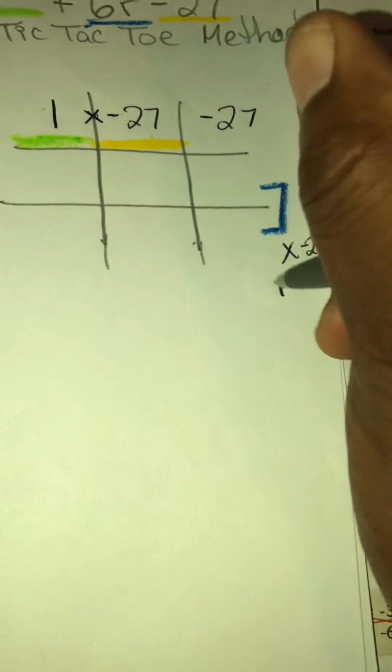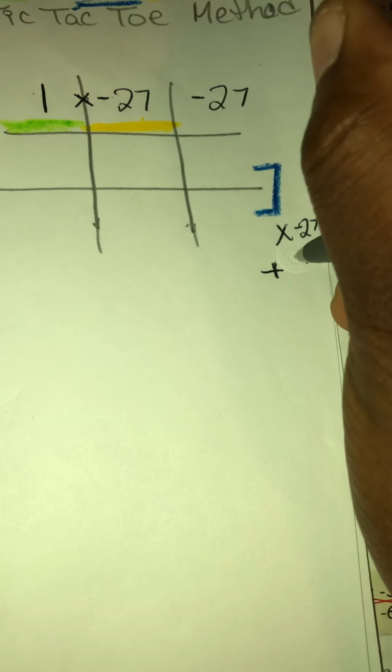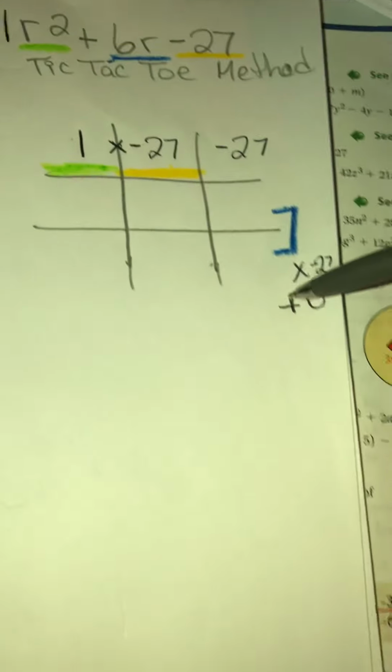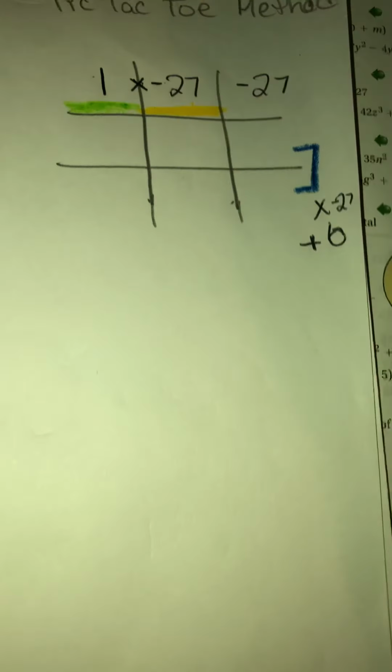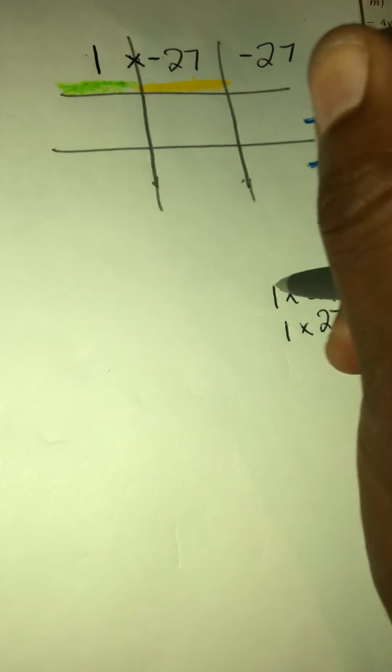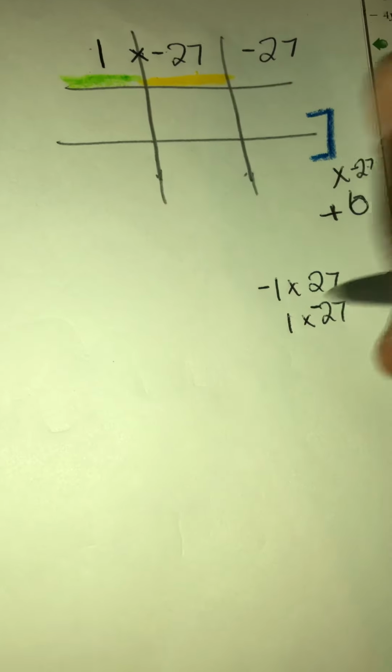But adds to give me positive 6, because the number here is positive 6. So I know that if I have a negative here, that means one of my numbers is negative. So I know the factors of 27 is 1 times 27. And I'm going to write it twice because it could be that the 1 is negative or the 27 is negative. I also know that 3 times 9.